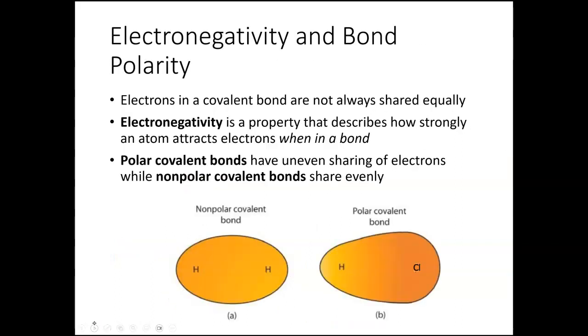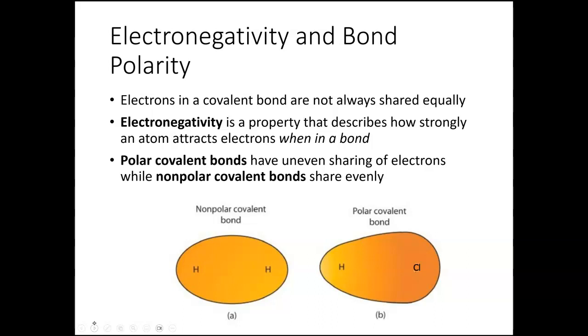And so one thing that we need to think about is bond polarity. So how do we know if something is polar or nonpolar? So electrons in a covalent bond are not always shared equally. We talked about this a little bit when we did the molecular modeling and the three-dimensional shapes.